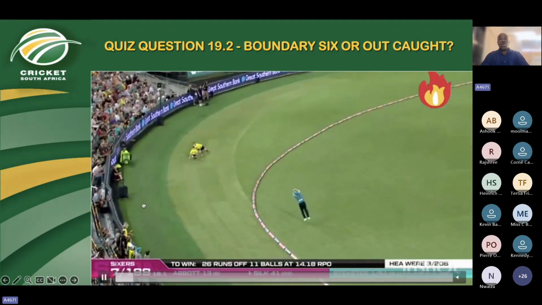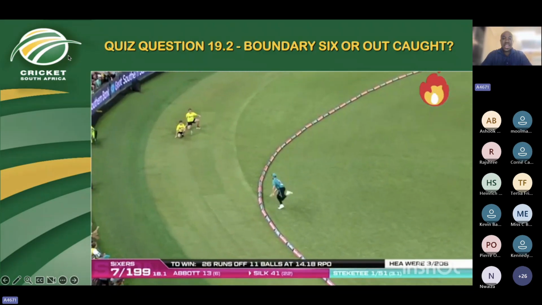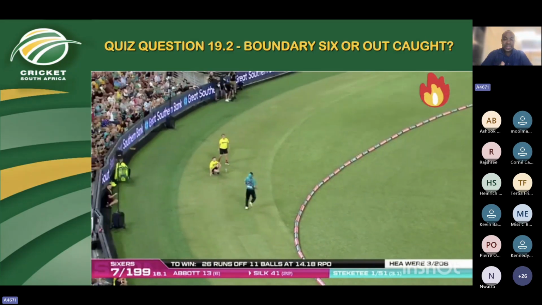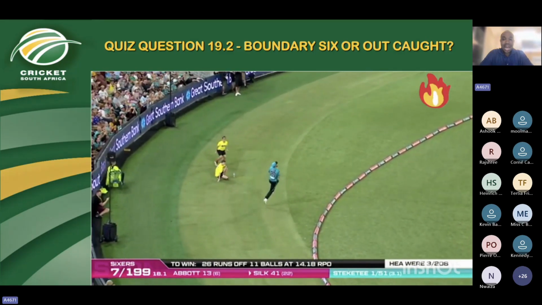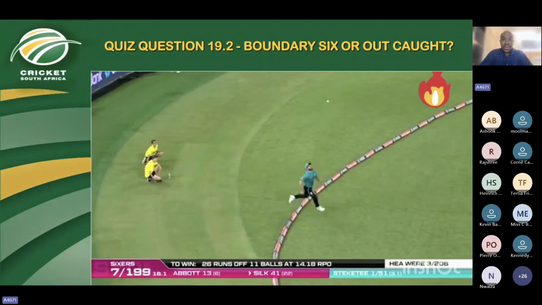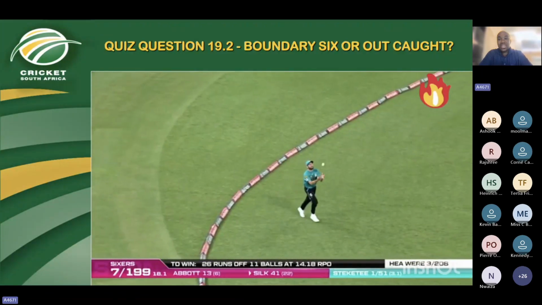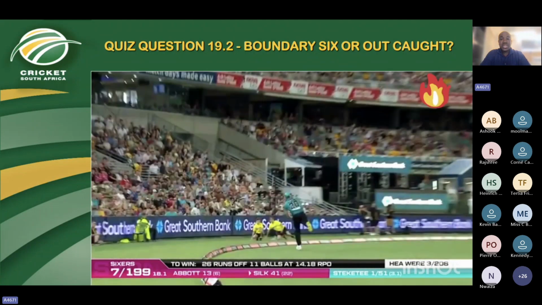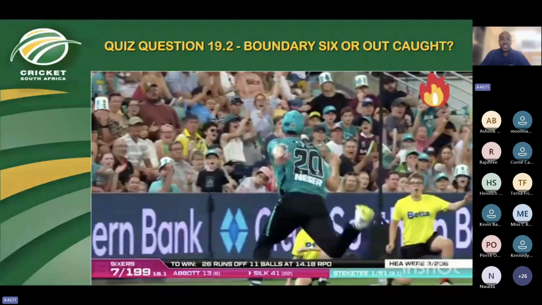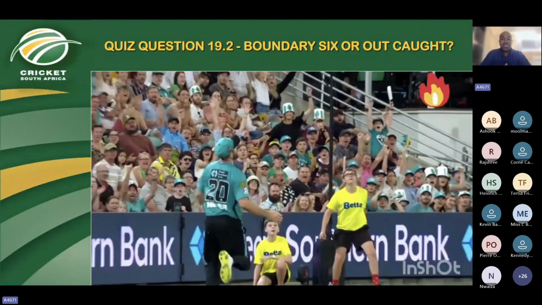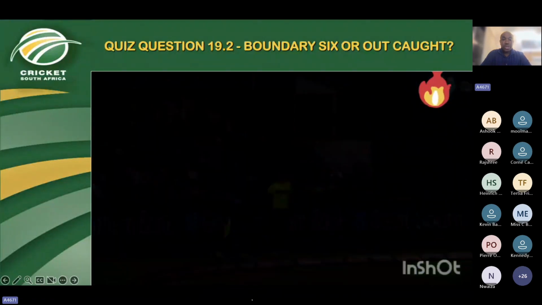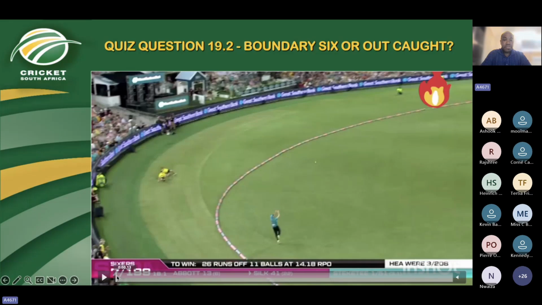And as the law stands as it is today, the 4th of March 2026, this is out caught. Okay. So the commentator did explain that the first contact with the ball needs to be inside the field of play, and the last contact with the ball needs to be inside the field of play. And of course, they cannot be grounded outside of the field of play when they touch the ball. And Michael Neser ticked all those 3 boxes.